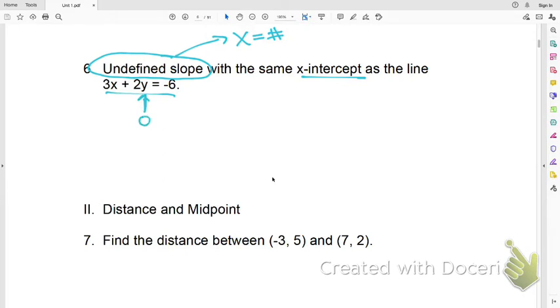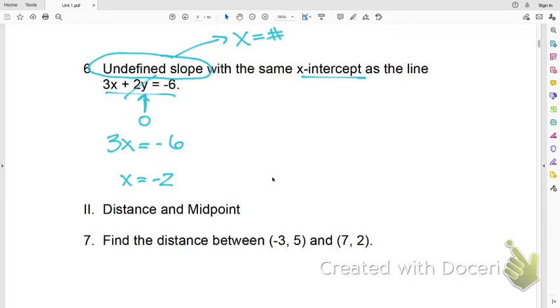If I plug in 0 for my y, what does that do to my entire 2y term? Gets rid of it. I've got 3x is equal to negative 6. Therefore, when I divide, I get x is equal to negative 2. And this one is somewhat anticlimactic because what is this?